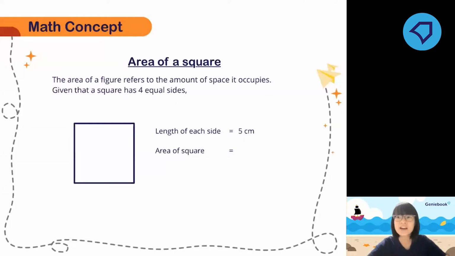Length times breadth, 5 multiplied by 5. Excellent job. A lot of you are giving me 20 centimeter. That would be incorrect. 20 centimeter would be the perimeter.